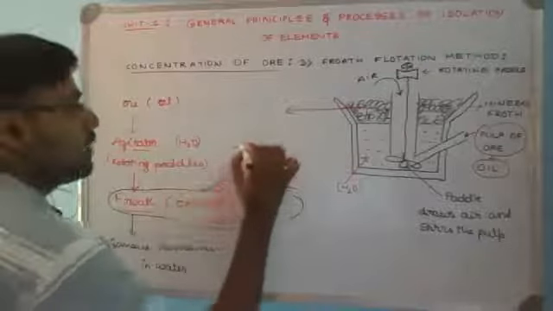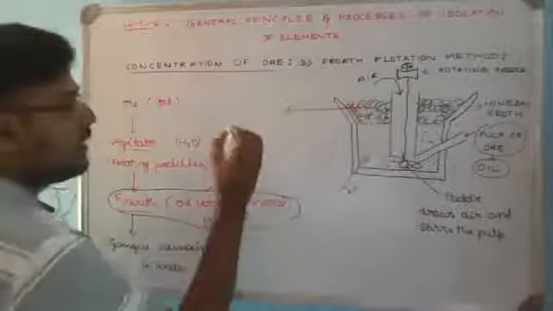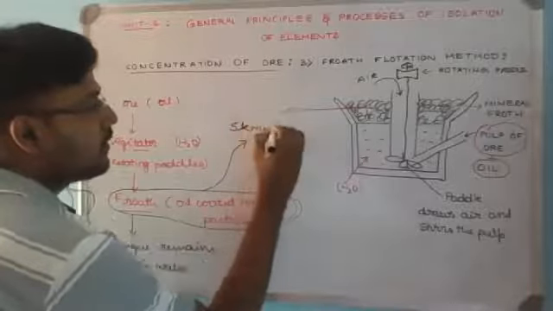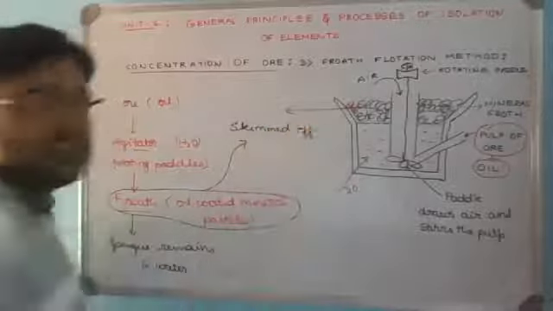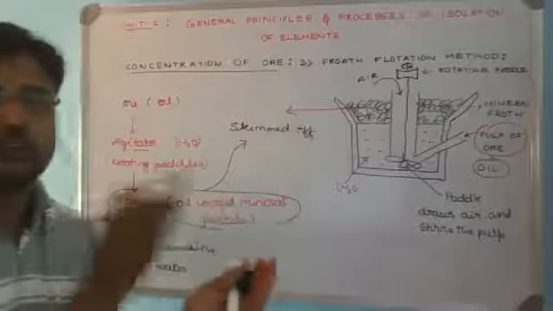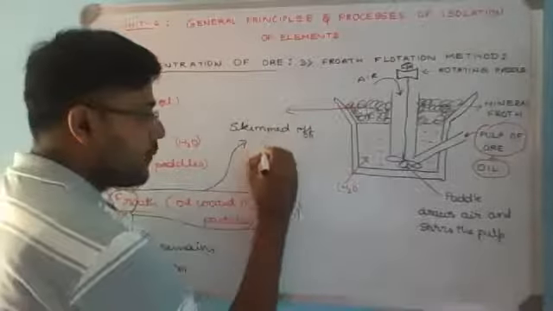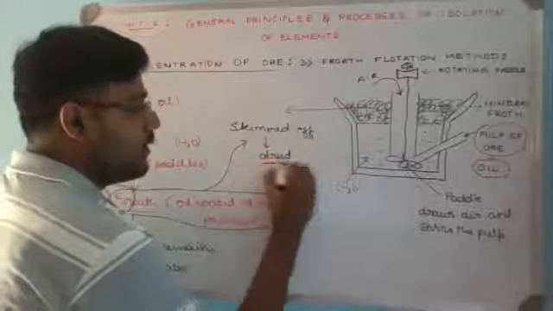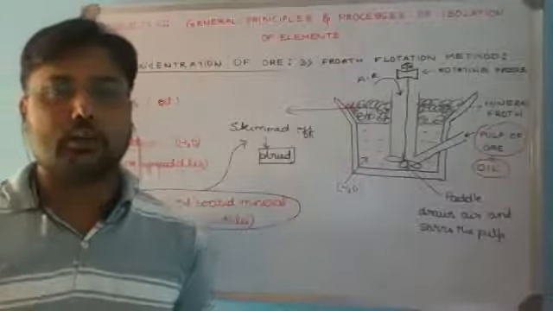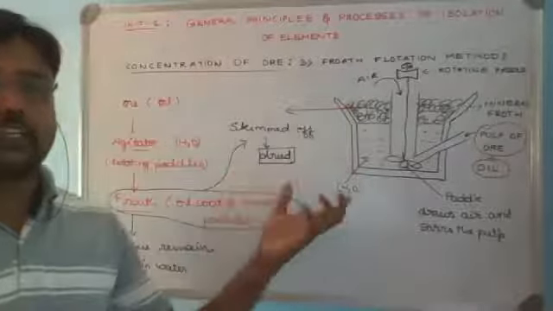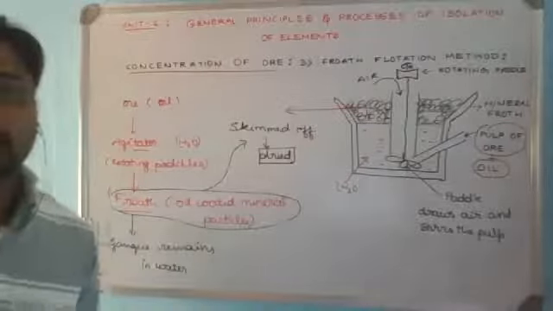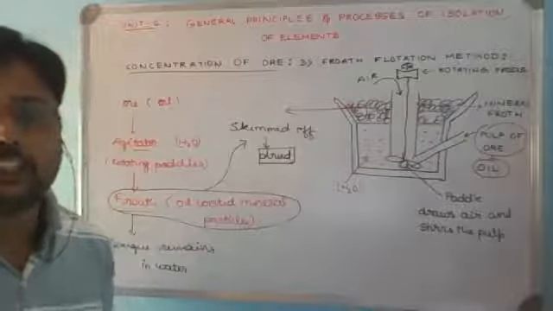Now the froth which is formed, in this layer, is skimmed off. That is, you take the froth as such, skim the froth away, and dry it. Once the froth which is collected with the ore particles is dried, you are going to get the concentrated ore, where gangue particles are removed from it. So this is how the concentration is achieved in the froth flotation technique.